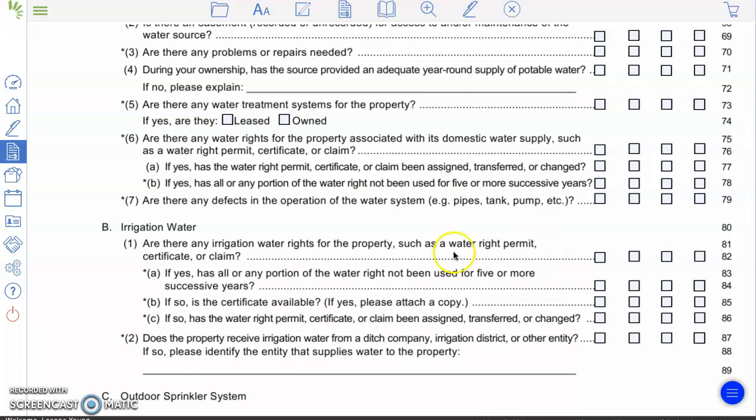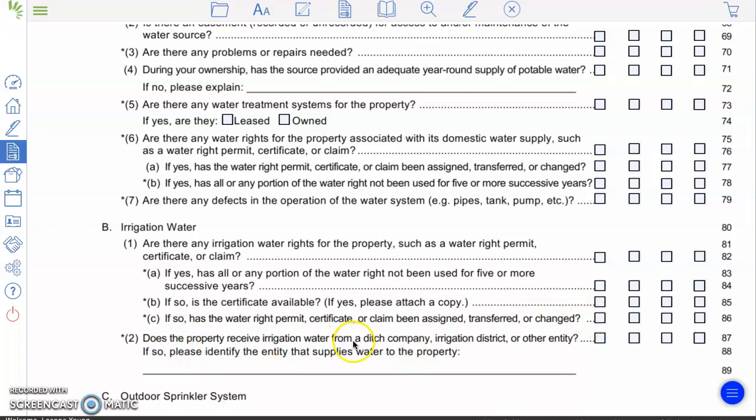So you would want to just disclose that. If yes, have all the portion of the water rights. If yes, has all or any portion of the water rights not been used for 5 or more successive years? If so, is the certificate available? And if there is, you should attach a copy of it here.